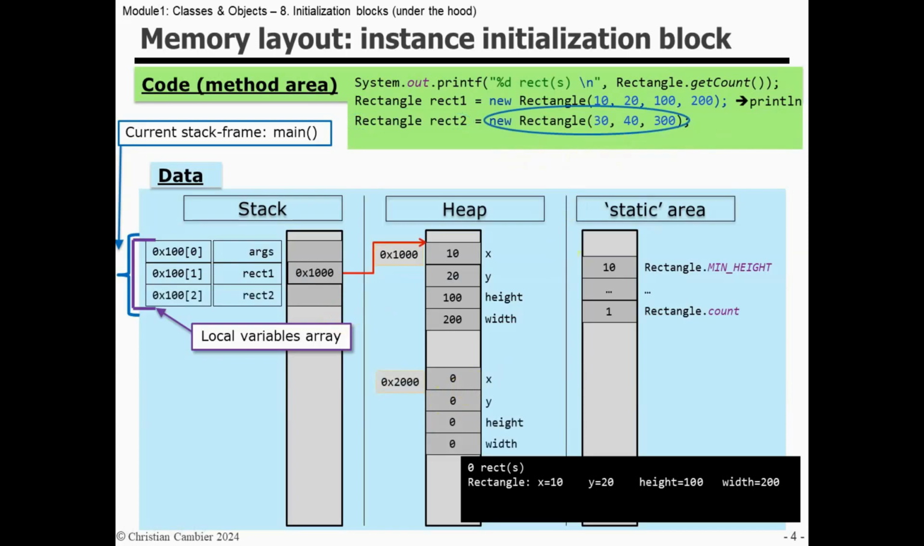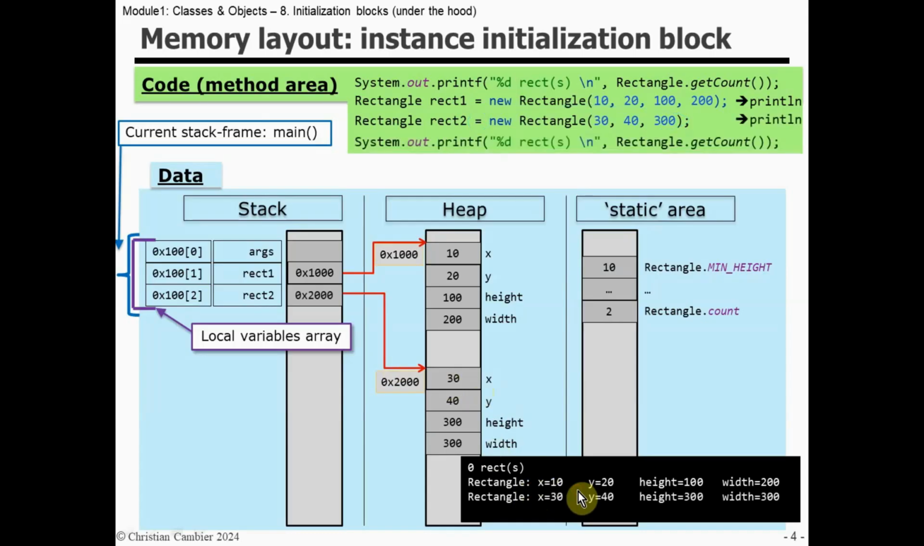First, the automatic invocation of the instance initialization block, incrementing the count from 1 to 2. After which control resumes in the 4 parameters constructor, executing its setters. And that's it for the creation and initialization of the second object. Finally, assigning the address of the second object to rect2. Printing it out as before and printing the count, which is set to 2.